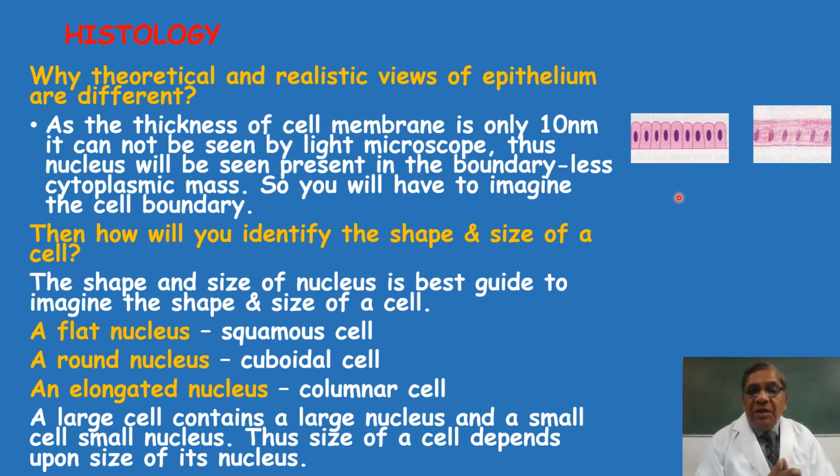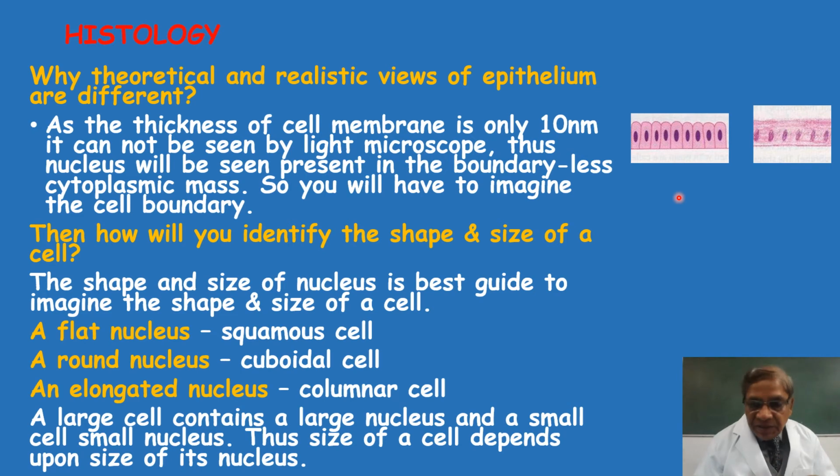That means you have to concentrate not on the cell membrane, not on the boundaries of the cell. Just focus and concentrate on the shape and the size of the nucleus which is floating in the mass of the cytoplasm. And that will give you an indirect clue about the shape and the size of the cell. Why will it give you that? Because, as I said, the size and shape of the cell depend on the size and shape of the nucleus.